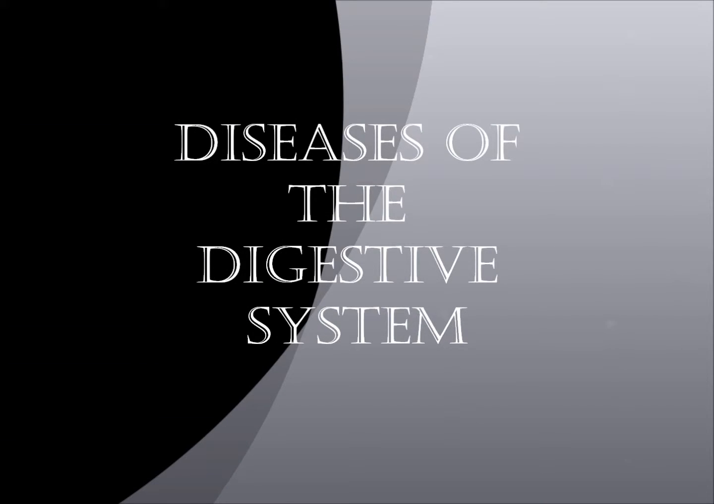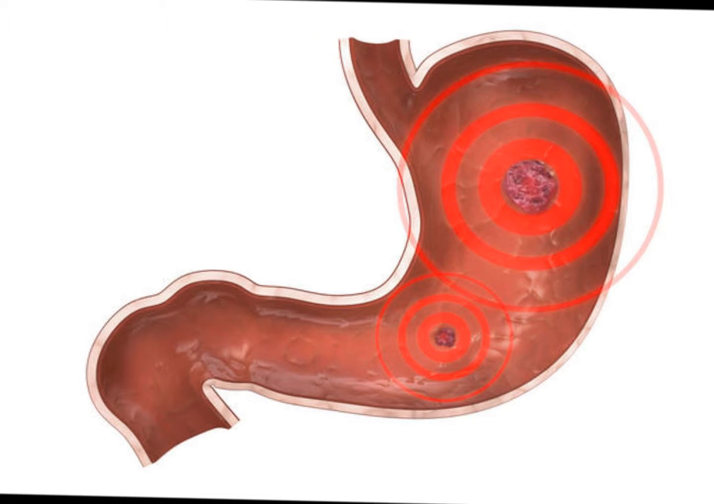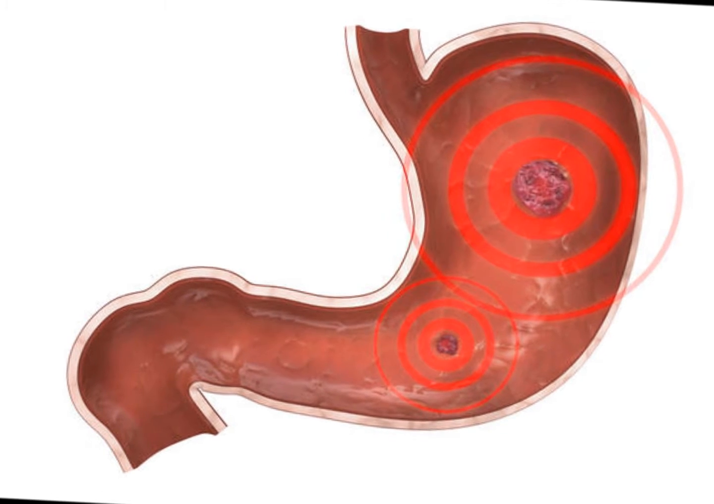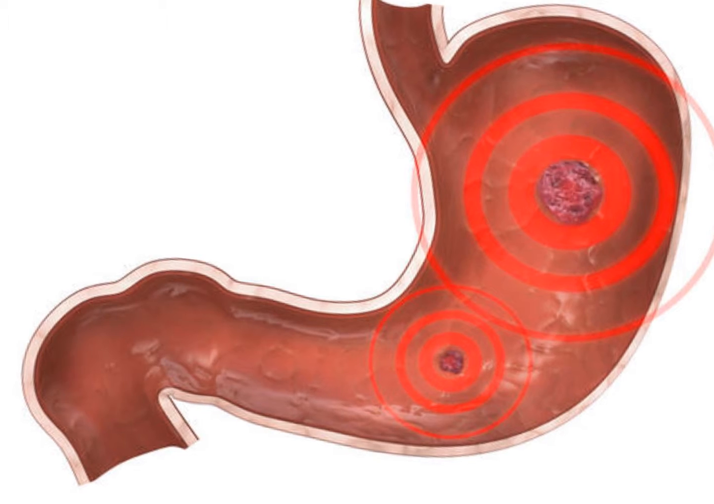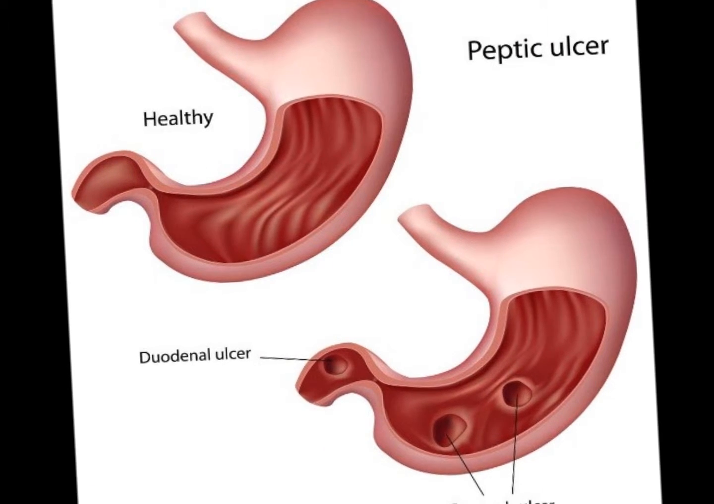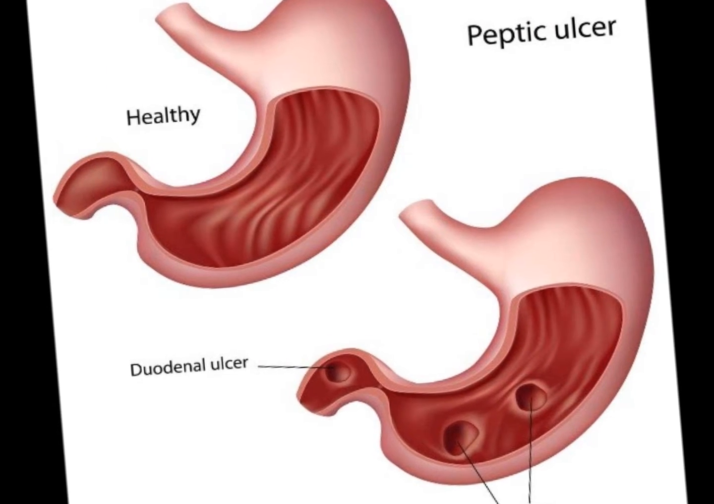There are hundreds of diseases and disorders that can affect the digestive system. 6 of the most common ones are ulcers. Ulcers damage the lining of the stomach. This can happen because of infection or taking too much medication such as aspirin. Small ulcers can heal with the help of antibiotics and antacids.